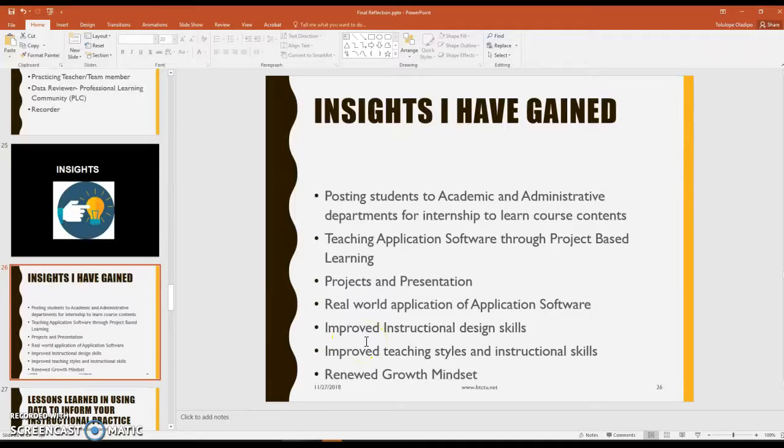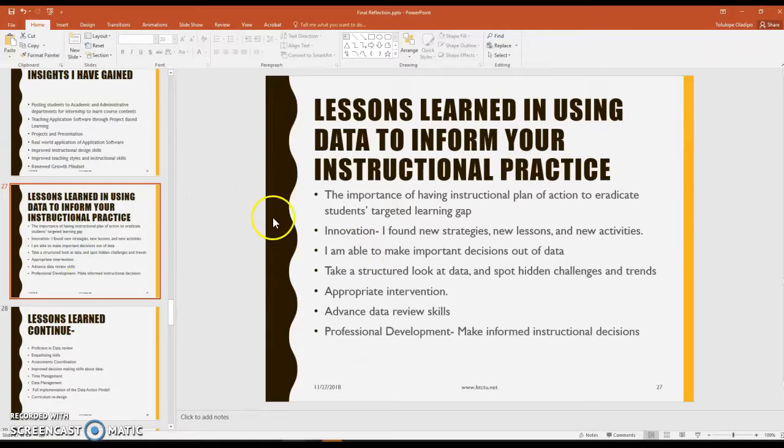As in addition to being a professor, I'm also an instructional designer. So I had my skills increase as well, and my teaching style was improved as well. And then regarding growth mindset, I had a renewed growth mindset. So these are additional lessons learned as well.